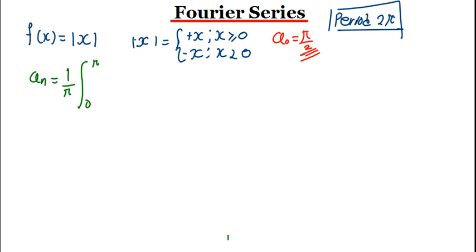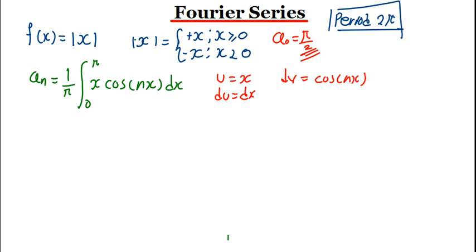So in this case, I have f of x, which is x multiplied by cos nx dx. At this stage, this is where we bring in our old friends, the integration by parts. We say our u is equal to x, meaning du will be equal to dx. So dv will be equal to cos nx dx, meaning v will be equal to sine nx divided by n.